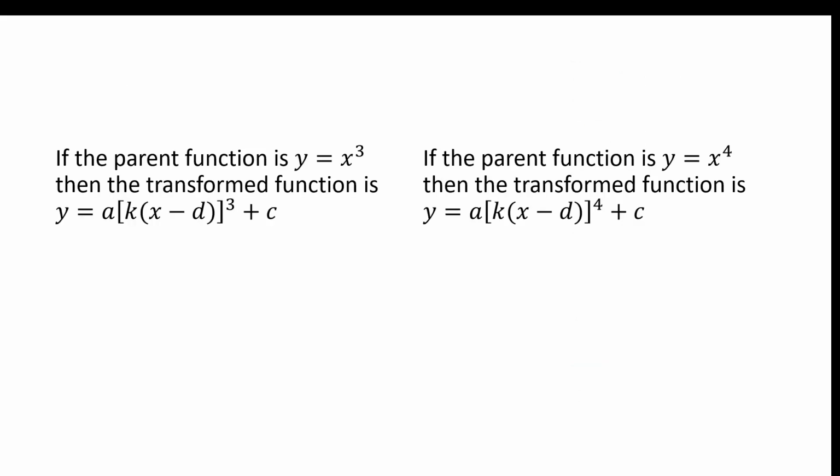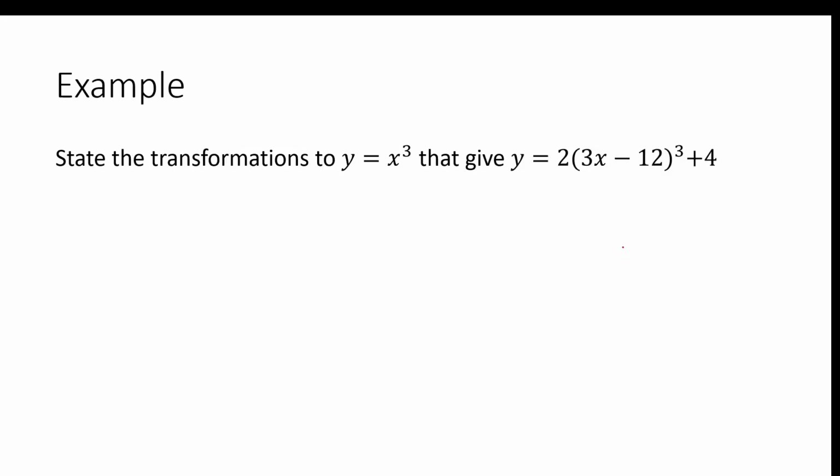Now, if the parent function is y equals x cubed, then the transformed function will be y equals, instead of cubing x, we'll cube k bracket x minus d, and then we'll multiply the result by a and add c. And similarly, if we're transforming the function y equals x to the 4, instead of raising x to the 4th exponent, we'll raise k bracket x minus d to that exponent. And then we'll multiply by a and we'll add c.